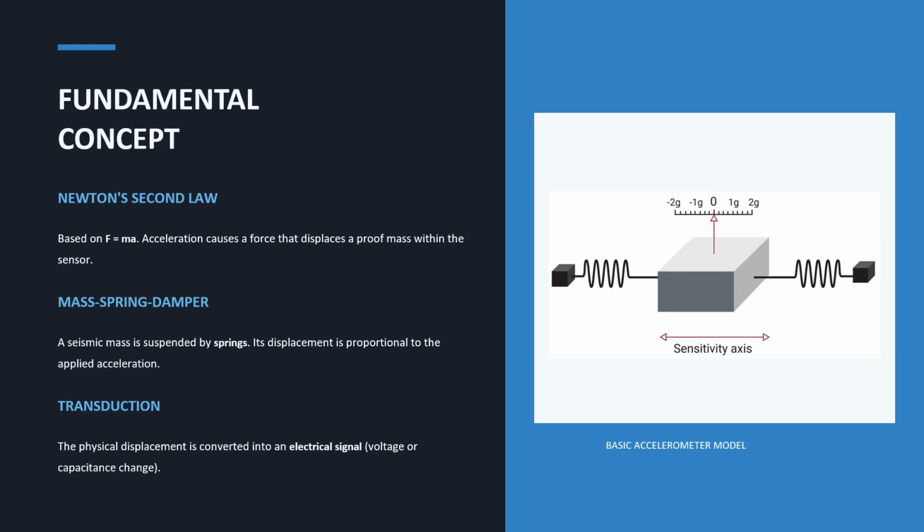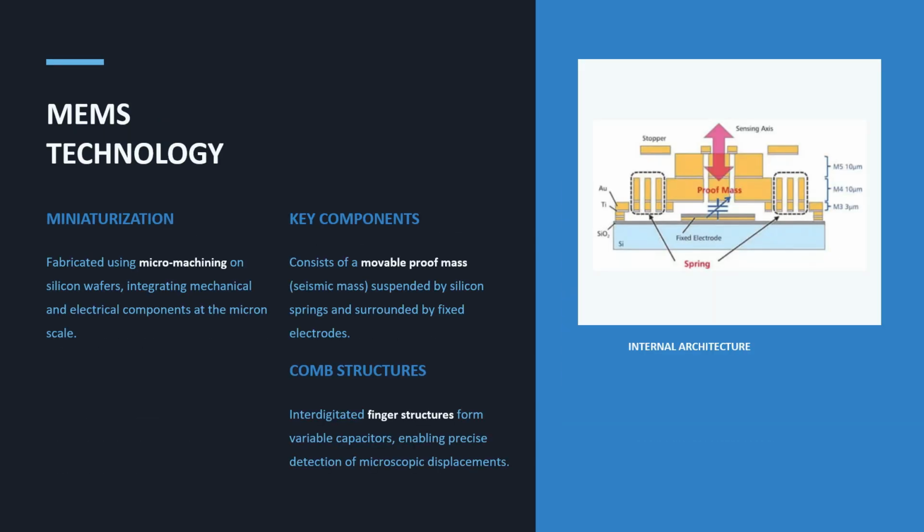MEMS accelerometer technology. Modern accelerometers are usually built using MEMS technology, which stands for micro-electro-mechanical systems. MEMS technology allows engineers to integrate mechanical structures and electronic circuits onto a tiny silicon chip. The accelerometer contains a movable proof mass suspended by microscopic silicon springs. Around this mass are fixed electrodes that detect its movement.